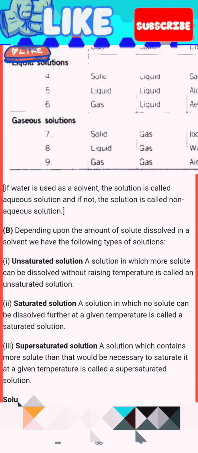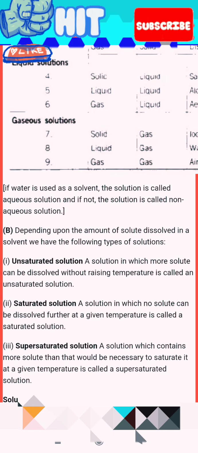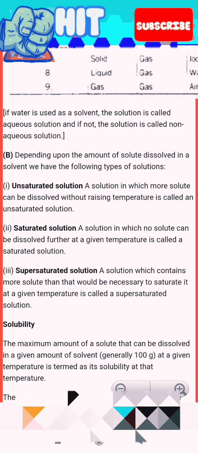After heating, you will find some amount of sugar also dissolves. That condition is called supersaturated condition. Solubility. The next topic is solubility.